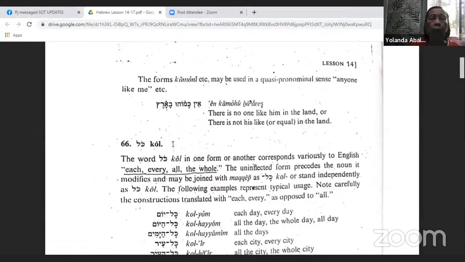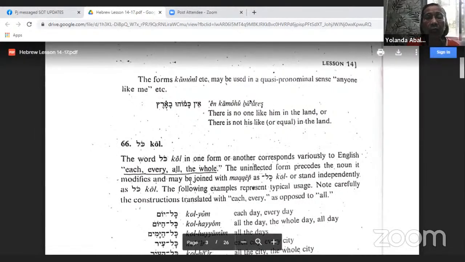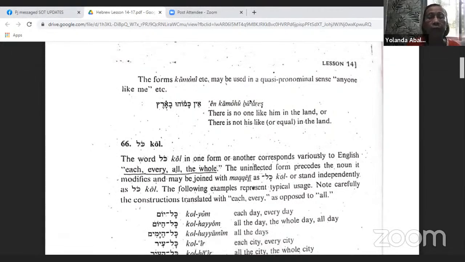Kasunod na pag-aralan ninyo ay ang kol. Ang kol, marami pong gamit ito. Kasi ang English ninyo, each, every, all, and whole. The whole. Ang Hebrew, kol. So pag sinabi niya ng kol, lahat-lahat. Okay? Or everyone. Or each one. Or the whole thing is kol. The uninflected form precedes the noun it modifies and may be joined with a maqqef. Ito yung maqqef, yung linya, yung line sa itaas.